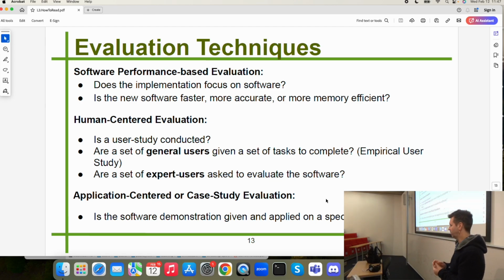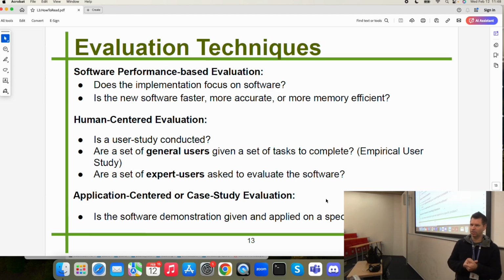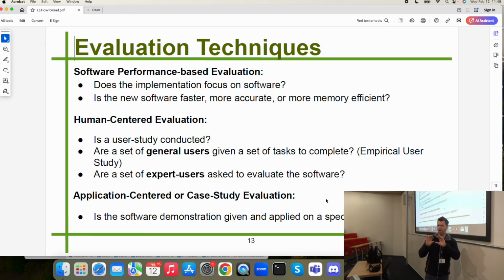Like, we have developed this visualization software specifically to operate for security purposes. And now we're going to demonstrate how we've spotted a cyber attack, how we visualize a cyber attack using this software. That's a case study application. It's not necessarily faster. It's not necessarily like a user study. It's just showing how we can solve a very specific problem in a specific case in a specific application.